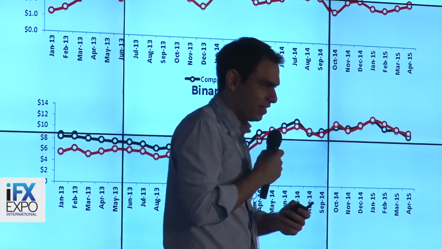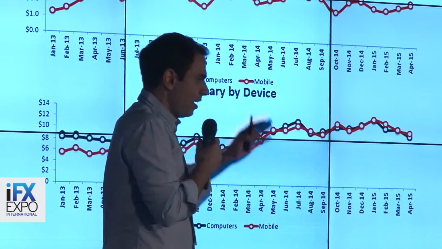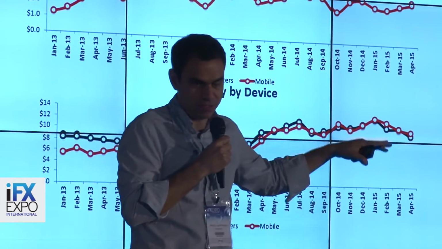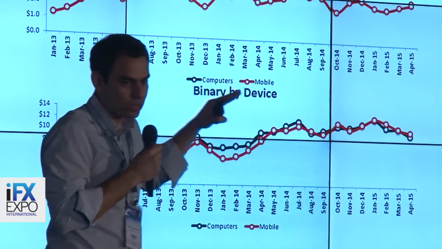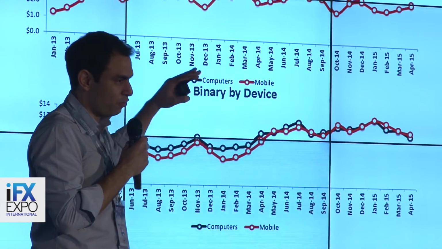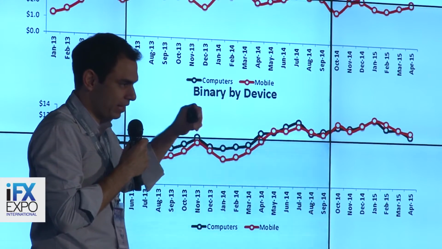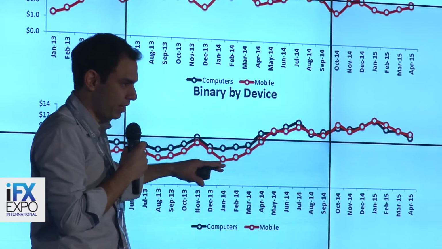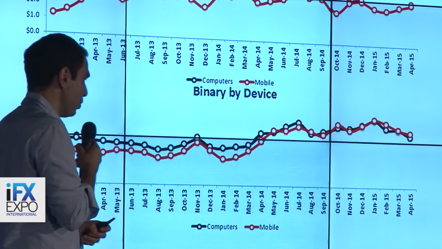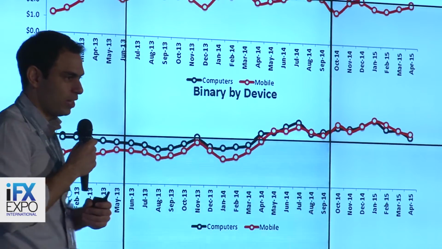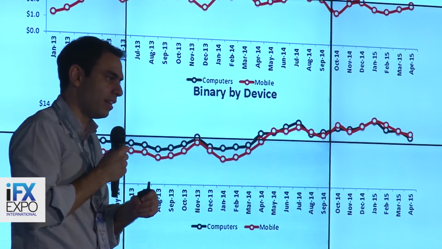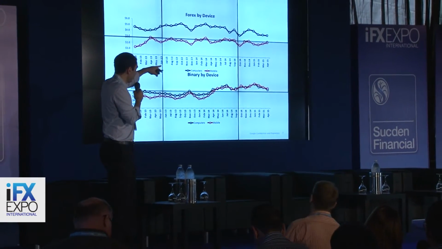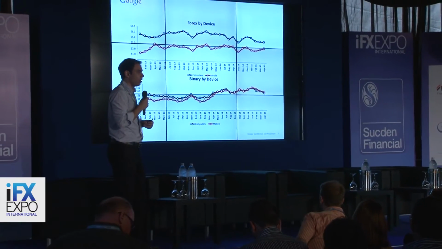Okay, let's go to the marketing area. The above graph is Forex, the below graph is binary, and we see averages of CPCs, cost per click, in desktop and mobile for Forex, above chart, and binary, lower chart. So what do we see? We see a big gap between the cost of a click in mobile, in Forex, than in desktop. So it's around 40% lower.